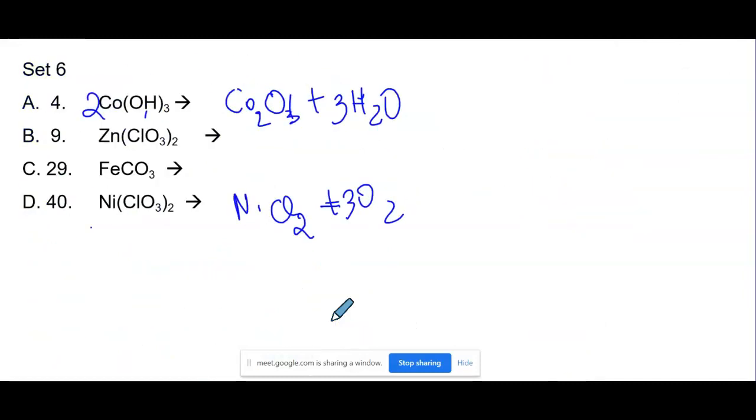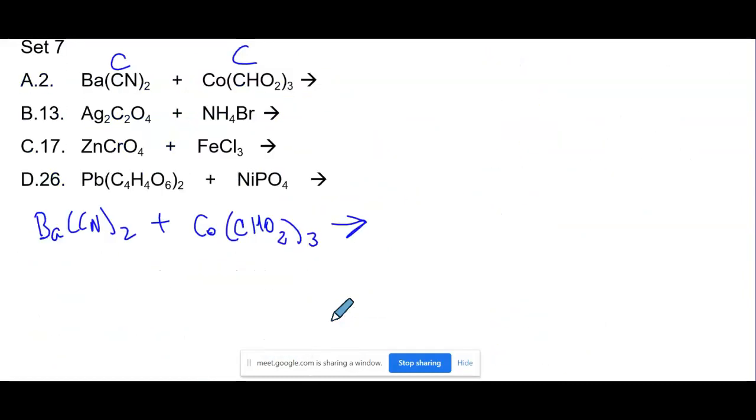I don't have an ending of S2 minus, or an ending of CO3 in either of those, or an ending of SO3, or a start of NH4. Would you agree? So that means it's just a double replacement. So remember how to do double replacement. We're going to take the back half.